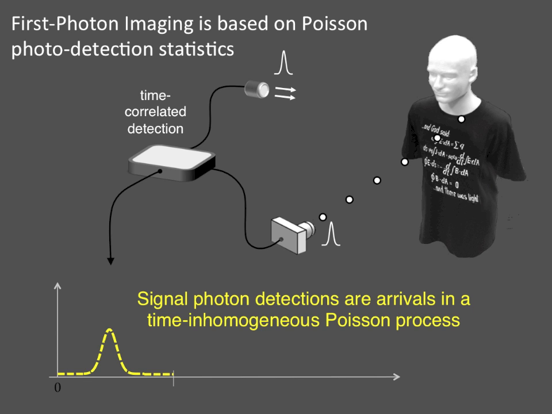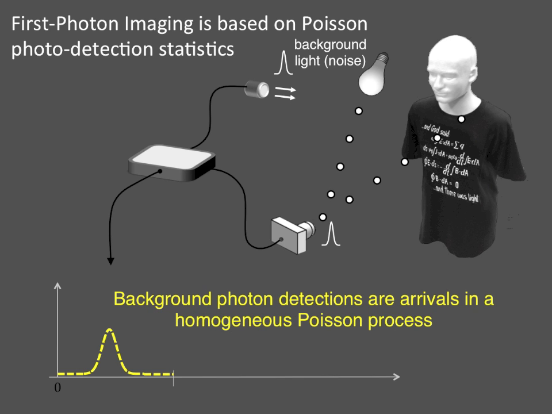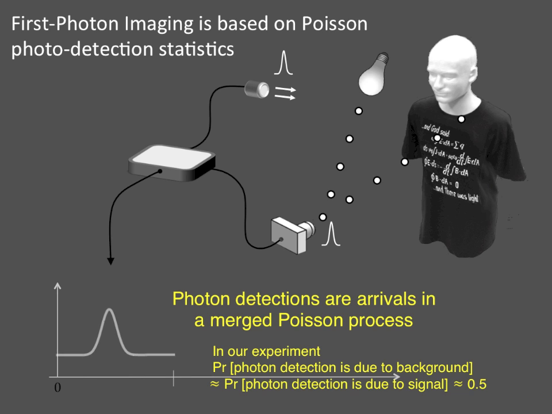Whenever an arrival is detected, the electrical output of the avalanche detector is correlated with the transmitted pulse, and the photon detection is time-stamped with picosecond accuracy. Noisy detections may also occur due to background light and detector dark current. However, such detections are arrivals in a homogeneous Poisson process. In our first-photon imaging experiments, the use of a high background level makes image formation even more challenging.